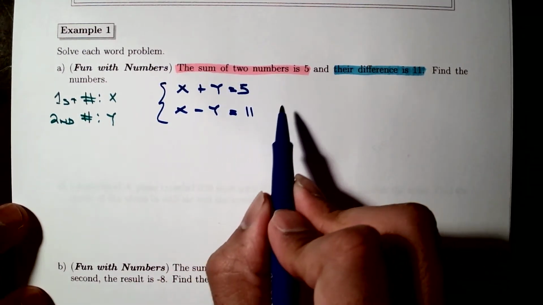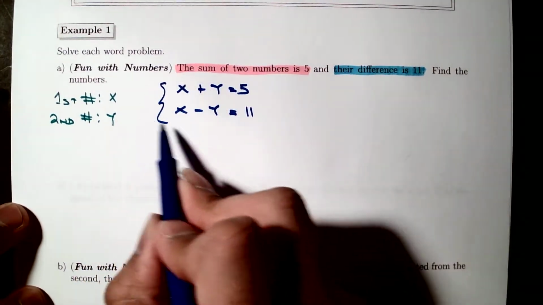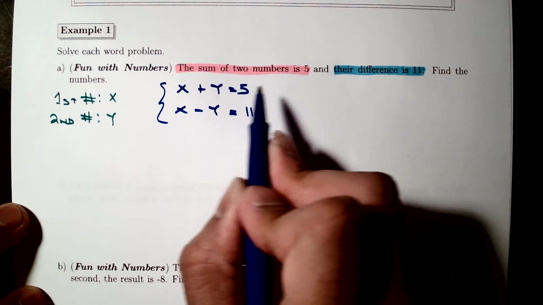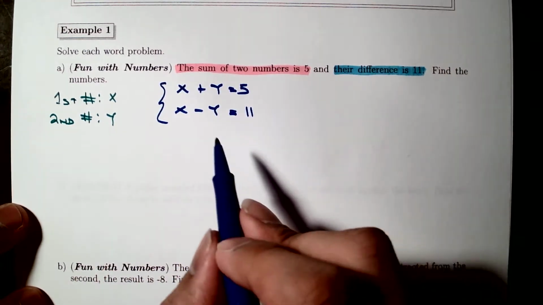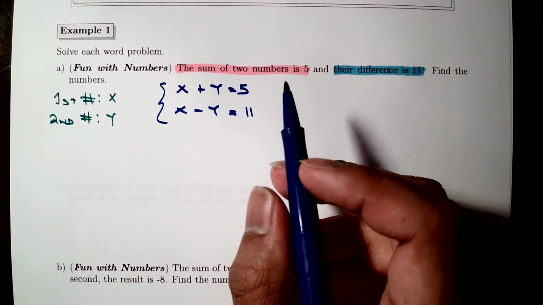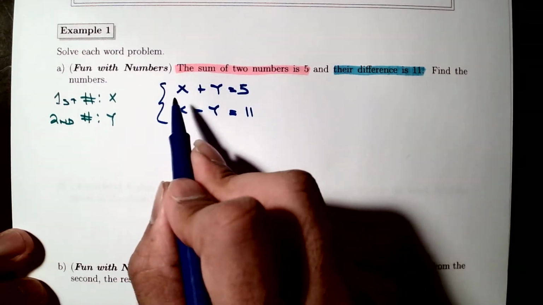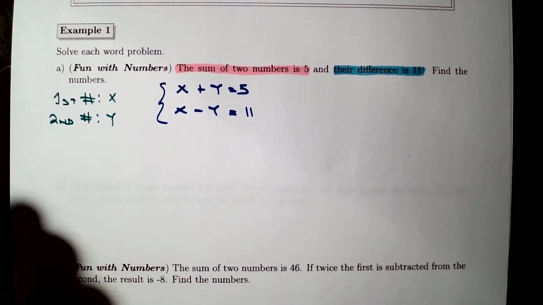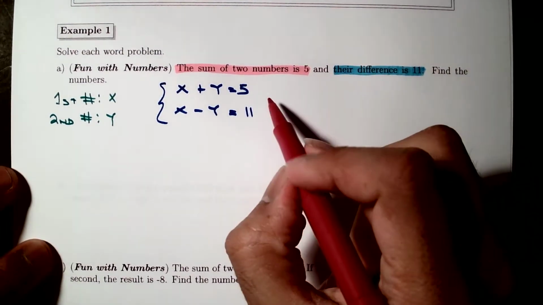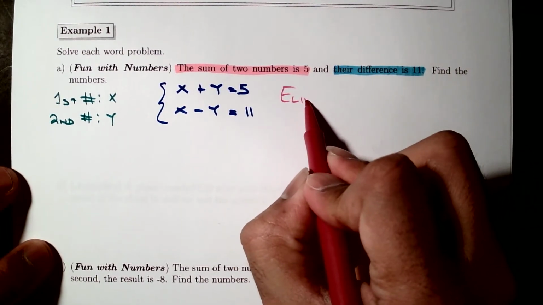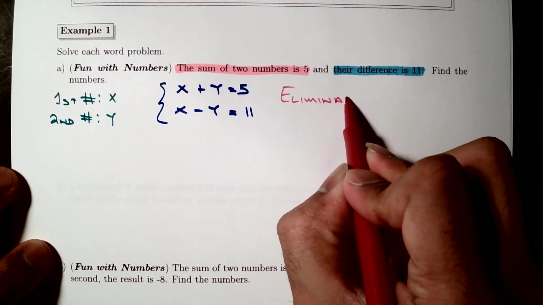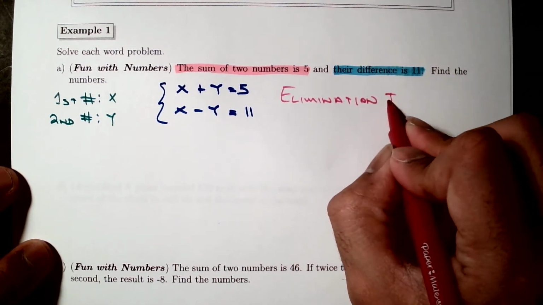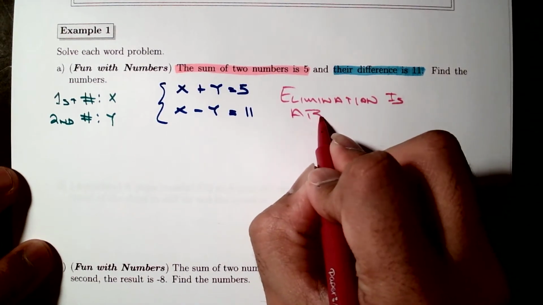So I'm going to leave this to you. I'm going to walk you through the hardest part, which is translating the word problems into a system of equations. But as an additional exercise, I'll leave it up to you to solve these systems. So let's write it down. The preferred method is elimination. Elimination is a better choice.